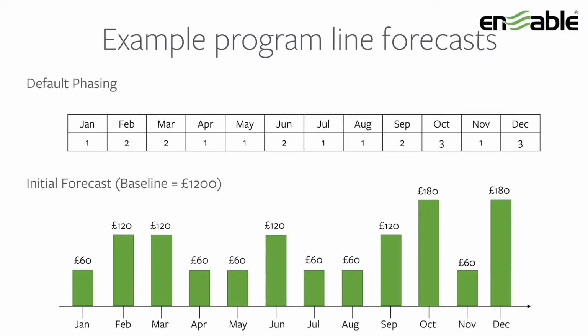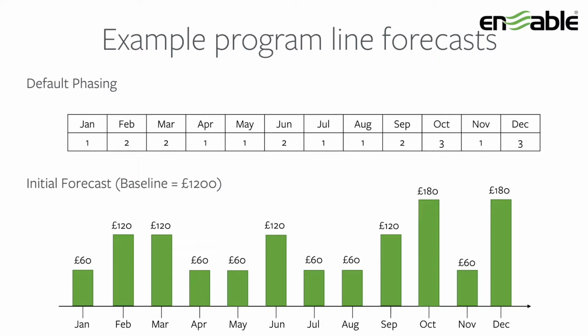Our default phasing for the example program line, which will represent the seasonality we are expecting, can be seen here. In our example program line, we have a baseline turnover of £1,200, which, as you can see, has been apportioned based on the default phasing. This will be the initial forecast for each forecast. Although you can forecast for program lines which have any start and end date, our example program line begins in January and ends in December.